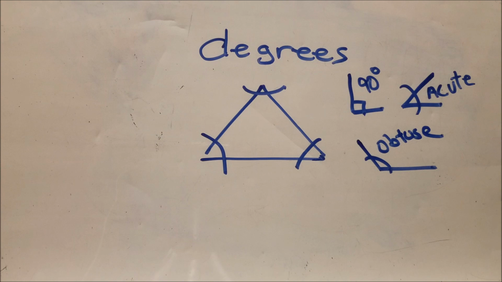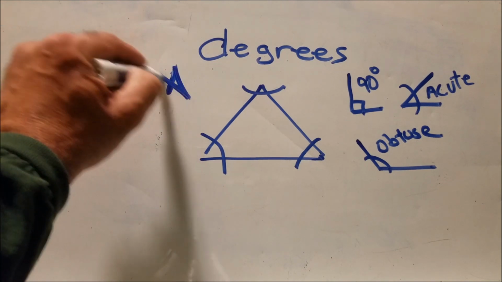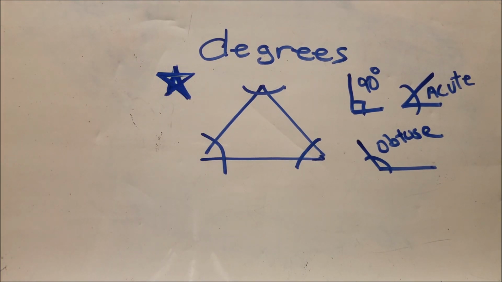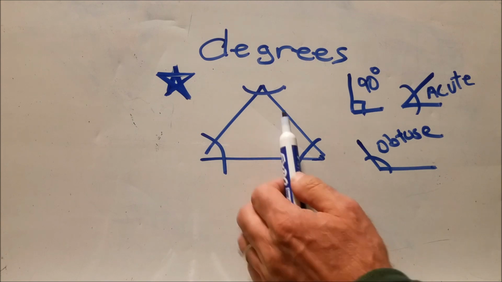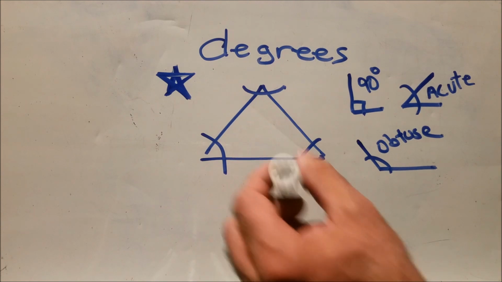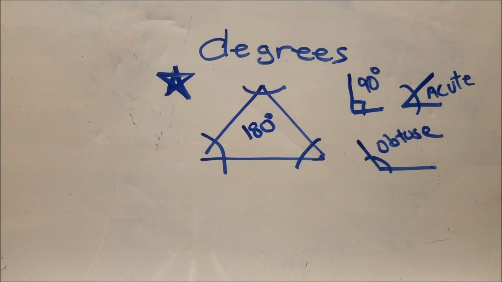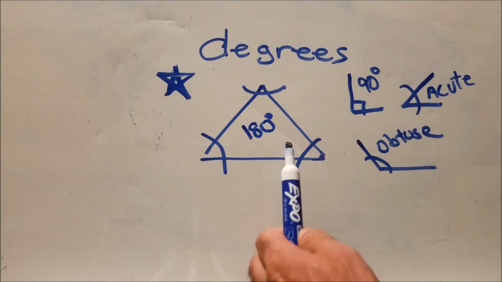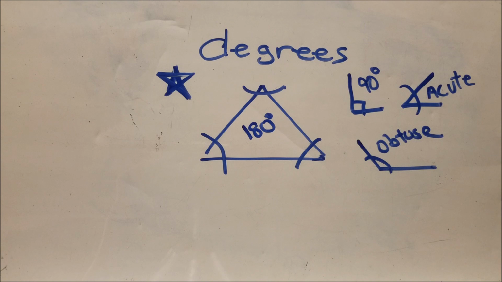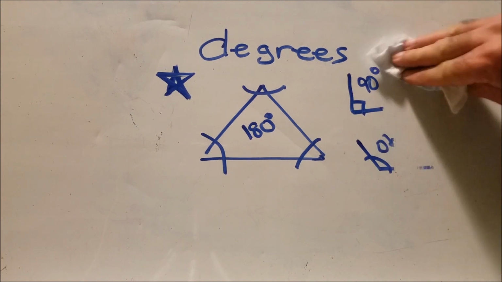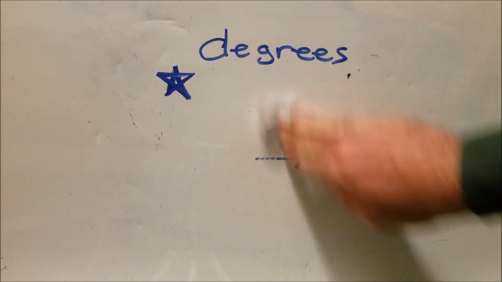Very important now. I'm going to create a star right here. It's very important to know that all triangles, if you add all the degrees of a triangle, it will come out to 180 degrees. You can't have a triangle that's greater than 180 or less than 180. It has to be exactly 180. All right?